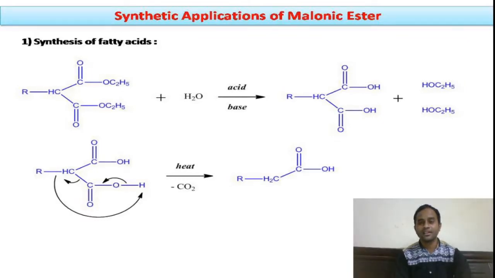Fatty acids are nothing but long chain carboxylic acids, right? When we subject this monoalkyl malonic ester to the acid medium, it undergoes hydrolysis to give the dicarboxylic acid, which will further undergo decarboxylation, which is the characteristic property of this dicarboxylic acid, to give monocarboxylic acid, that is a long chain fatty acid, right?